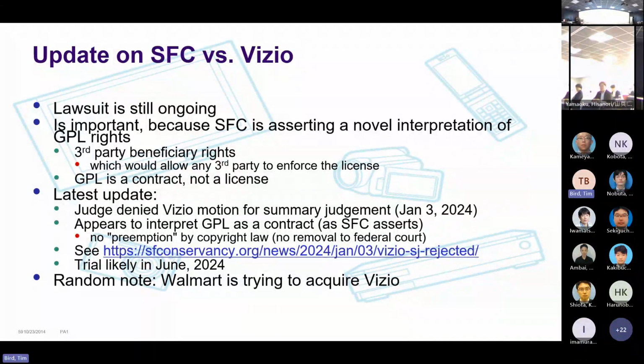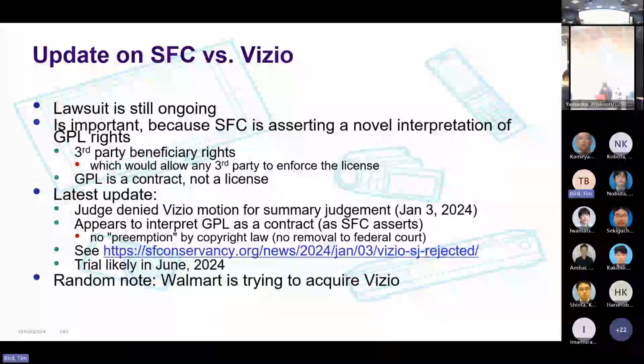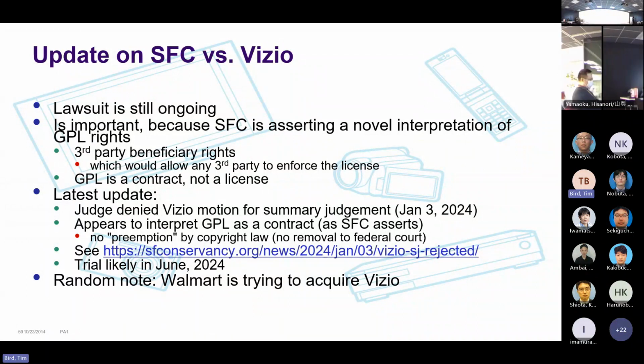There's something called preemption by copyright law. Vizio tried to move this to federal court where they could try it as a copyright law case, but they failed. Anyway, the trial for this is likely in June 2024. This is just a case to watch if you're concerned about companies litigating you over the GPL.